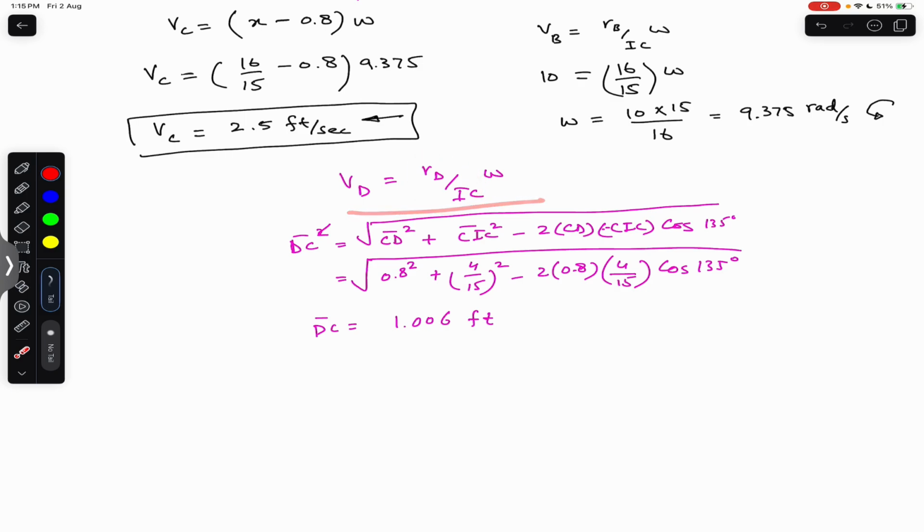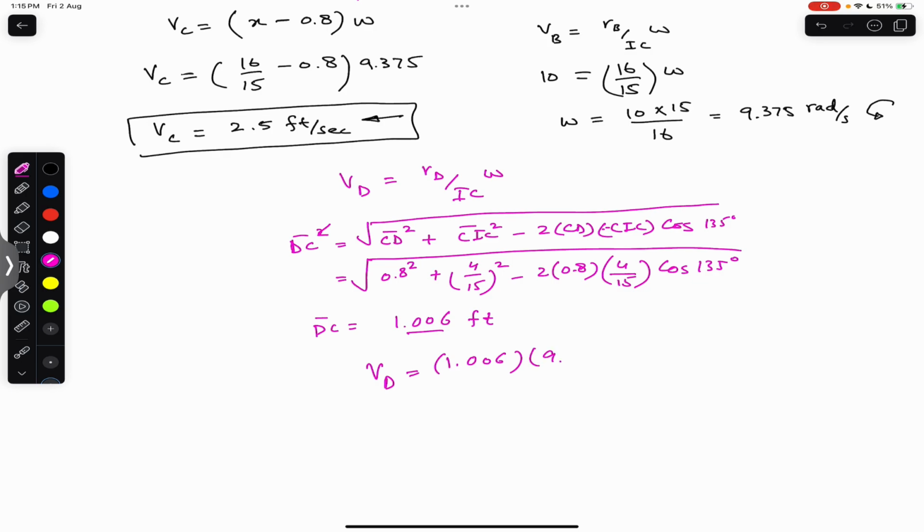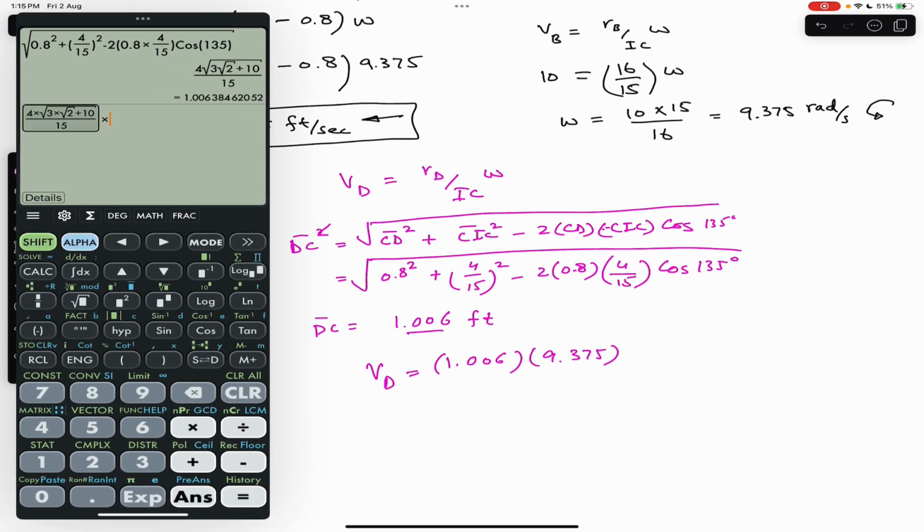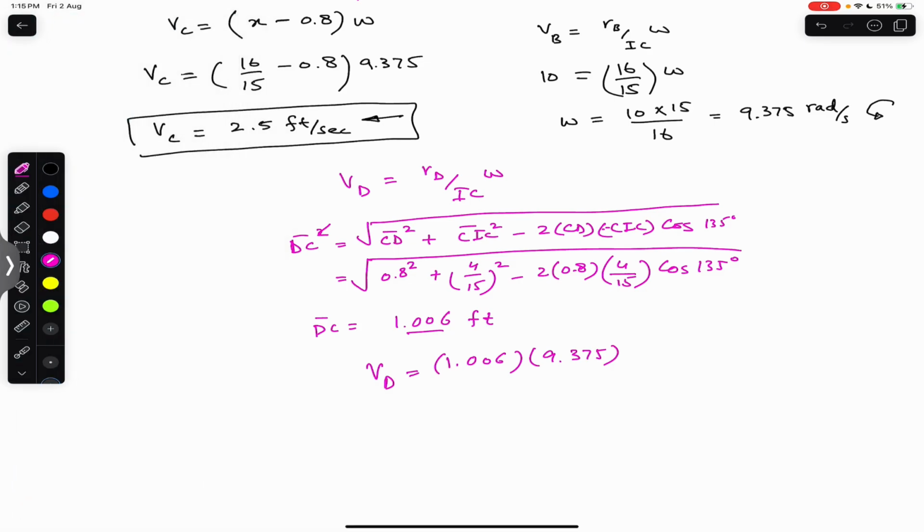So we can use this relationship. VD is equal to this 1.006 times omega. Omega is 9.375, so this answer multiplied by 9.375 gives us 9.435. So VD is 9.435 feet per second.